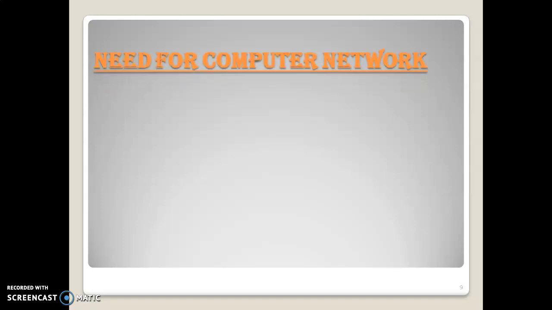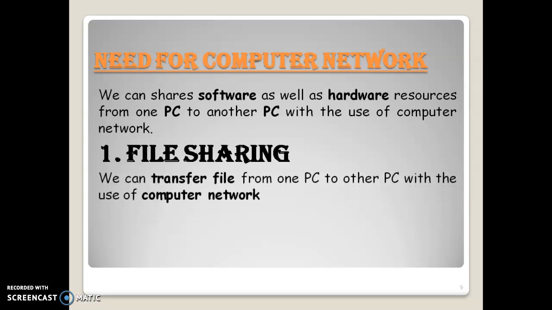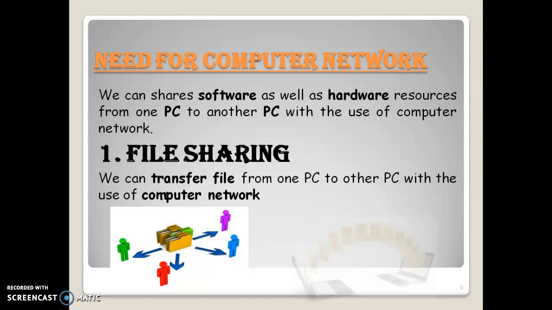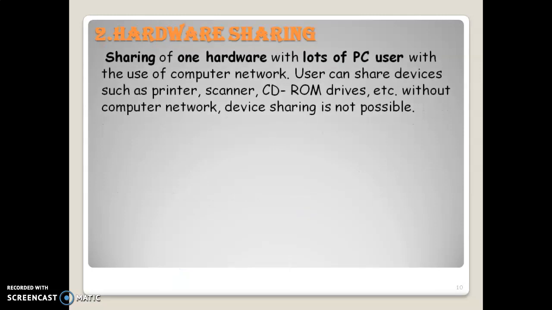Now, what are the needs of computer networks? Why do we need them? As I told you in the definition, if we want to share our resources, which can be in the form of software or hardware, then we need some network connectivity. The first need is file sharing. If you want to transfer a file from one computer to another, or from one location to another, file sharing through a network can be the cheapest mode. Instead of sending the file in hardware form, we can send it in software form using a computer network, and that is also less time consuming.